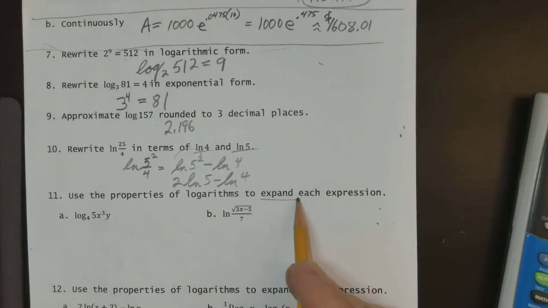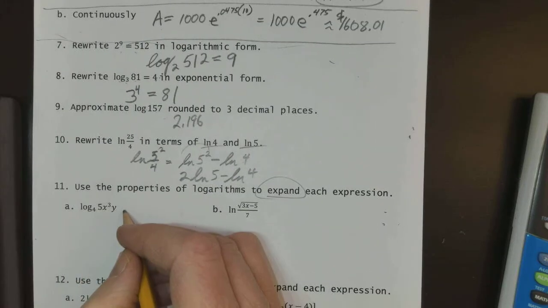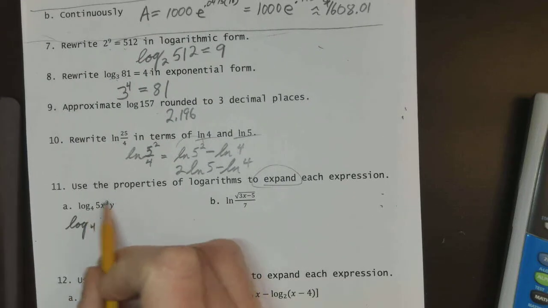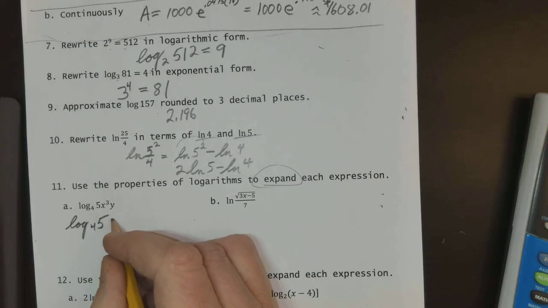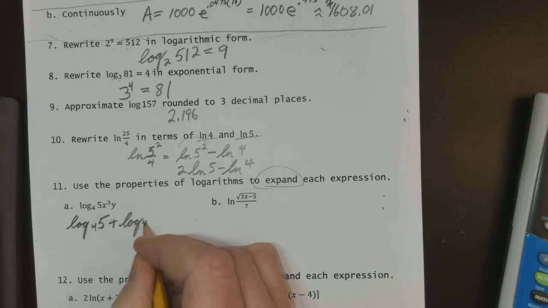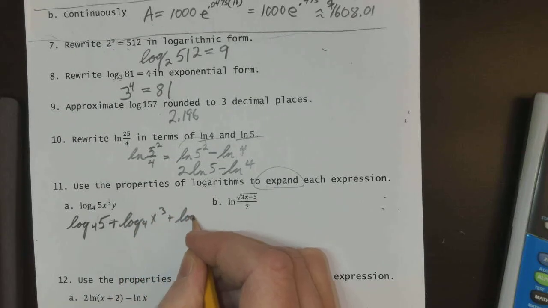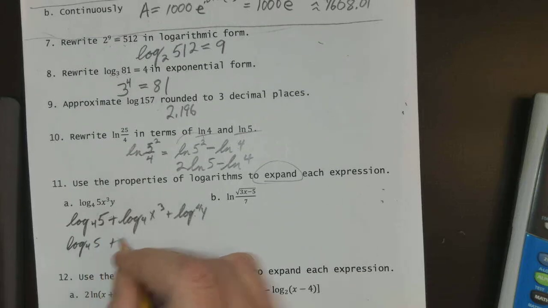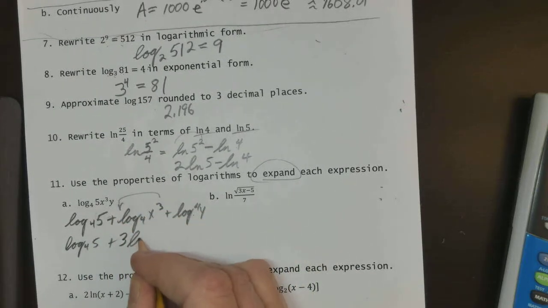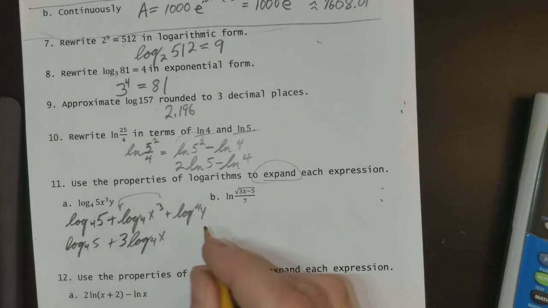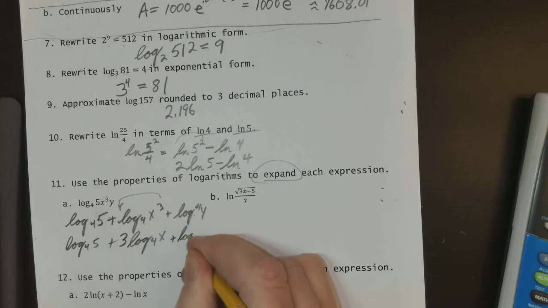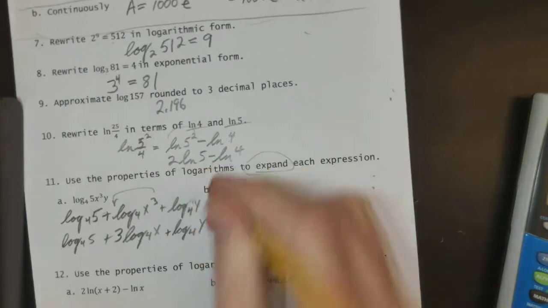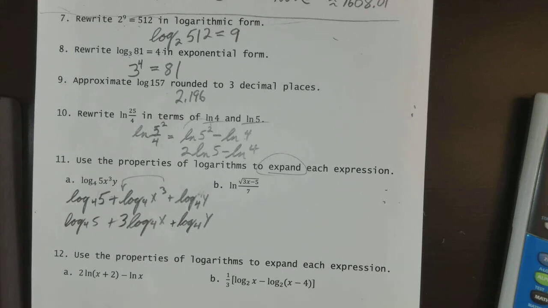All right, use properties to expand. Multiplying, we'll expand. We're going to write, instead of just one logarithm, we're going to expand so that we write 3. Log base 4 of 5 plus log base 4 of x cubed plus log base 4 of y. And we get the log base 4 of 5 plus, I'm going to put that 3 out front, use that power property, 3 times the log base 4 of x plus log base 4 of y. That was a little sloppy where I put that 4 there. See that now. Okay, I like that answer.